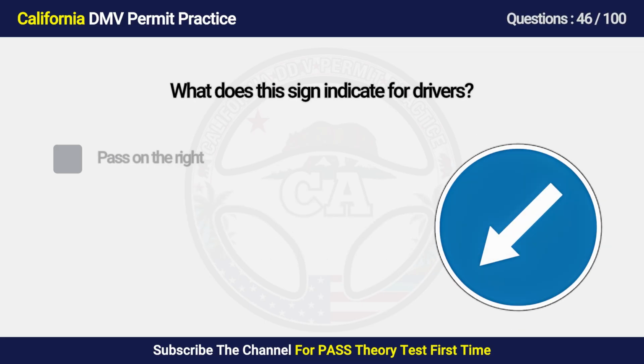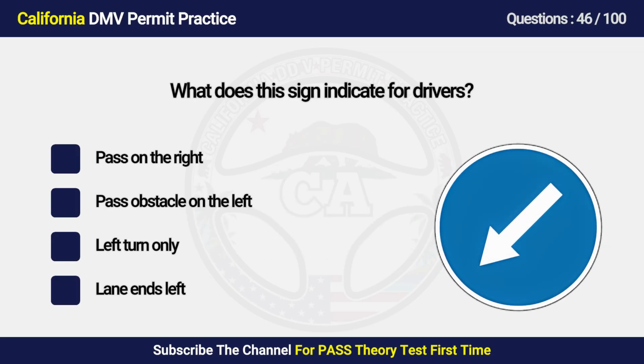Question 46. What does this sign indicate for drivers? A. Pass on the right. B. Pass obstacle on the left. C. Left turn only. D. Lane ends left.